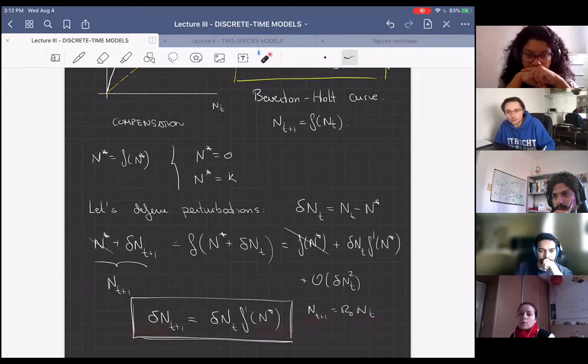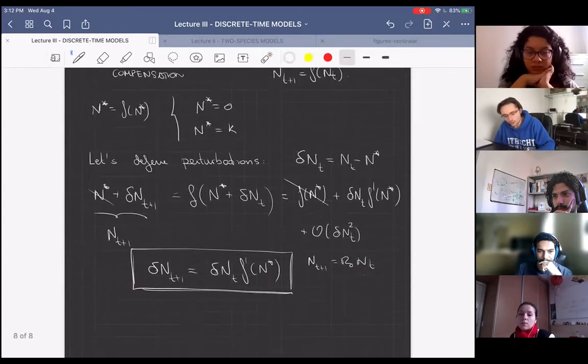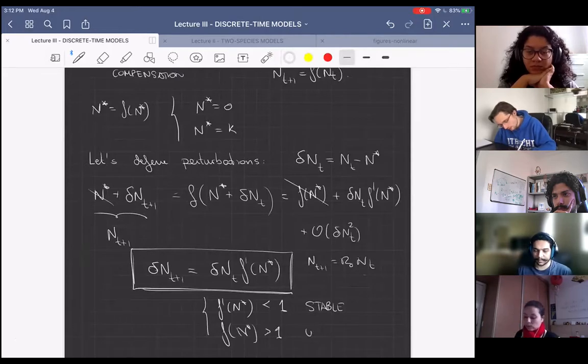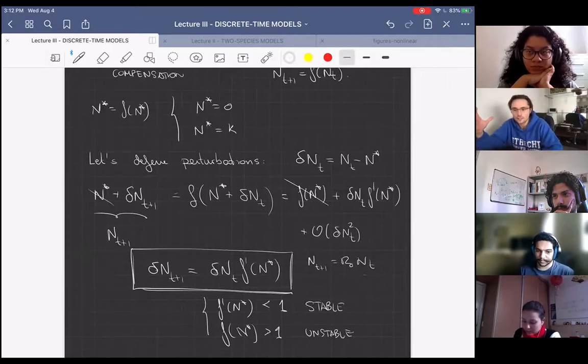And we already saw that this is going to diverge if R0 is larger than 1, or it's going to go to 0 if R0 is smaller than 1. So basically the stability conditions now are that if the derivative of the function f is smaller than 1, the fixed point is stable, and if it is larger than 1, it's unstable. This is just because now we have discrete time and the growth is geometric.